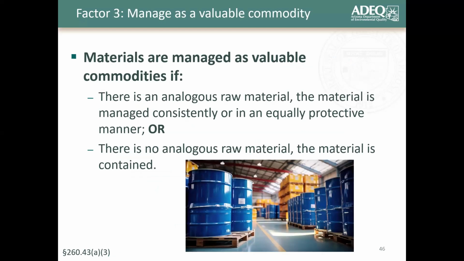Your recycled material must be managed as a valuable commodity. Materials are managed as valuable commodities if there is a similar raw material and the material is managed consistently or in an equally protective manner, or if there is no similar raw material, then the material must be at least contained. For example, if the hazardous secondary material is replacing a material that it resembles, it should be managed in the same way or in a way that is equally likely to prevent a release. A valuable commodity is likely stored in an intact container away from the elements.